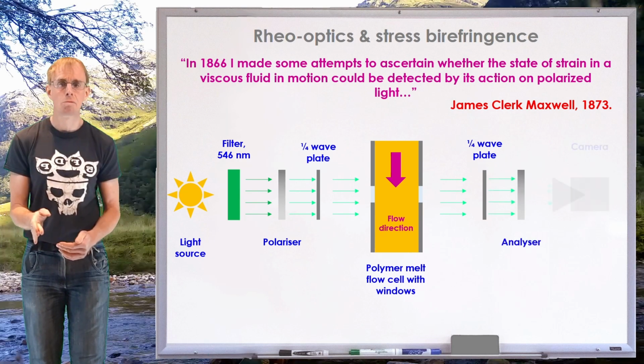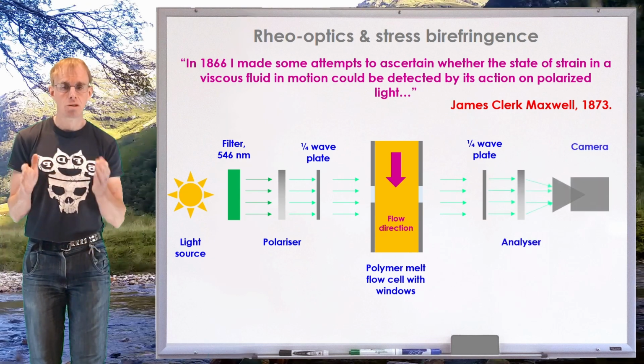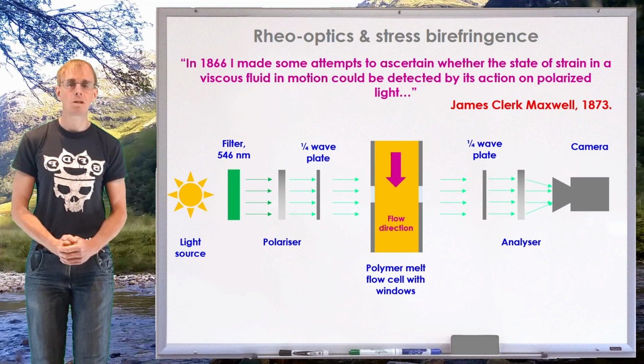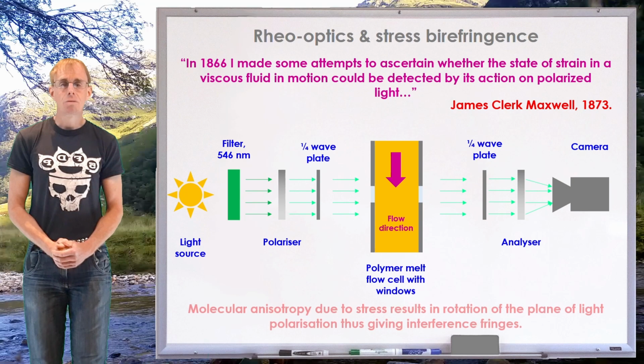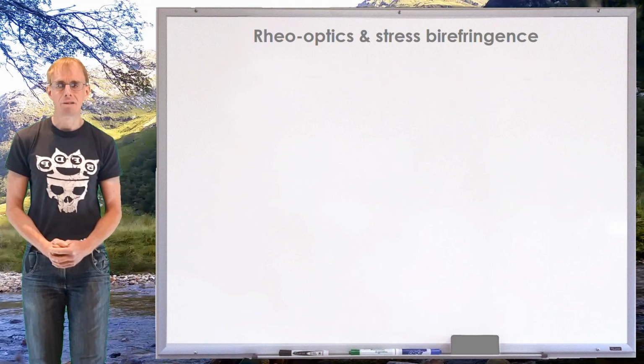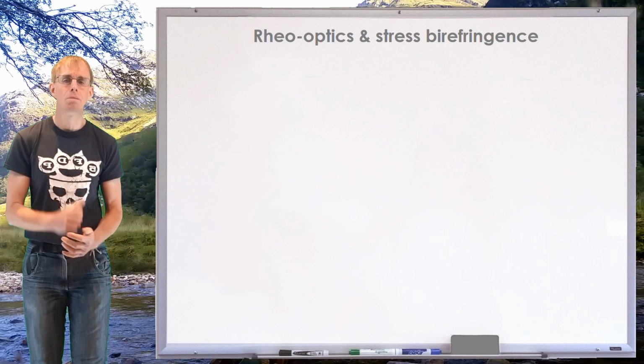So you have another quarter wave plate, an analyzer, which is at 90 degrees to the polarizer, and then a camera to record the images. And what you find is that you get these beautiful patterns. So let me give you an example of these patterns.